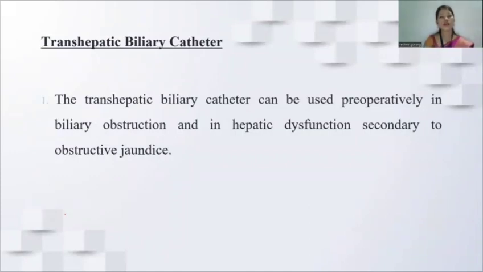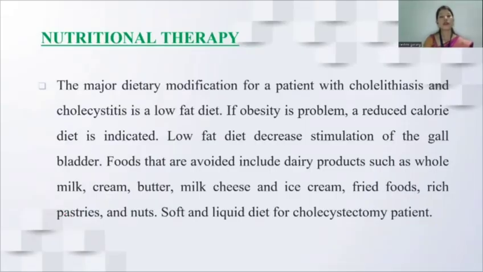Next is the transhepatic biliary catheter. It is used preoperatively in biliary obstruction and hepatic dysfunction secondary to obstructive jaundice. Those are your non-surgical and surgical therapies.